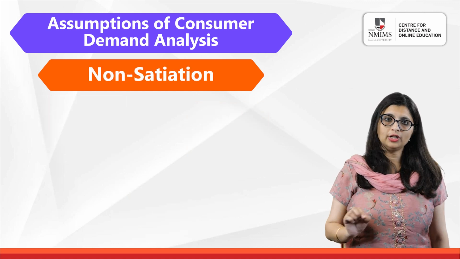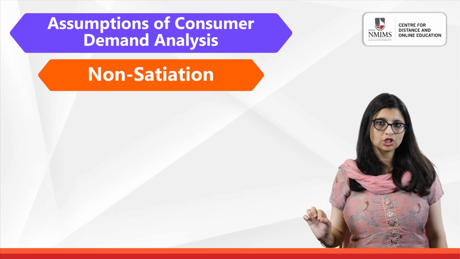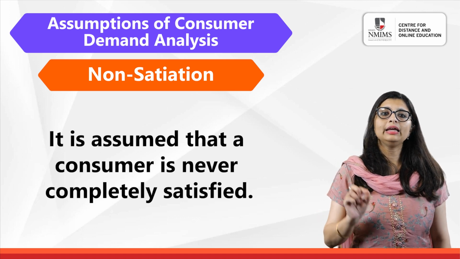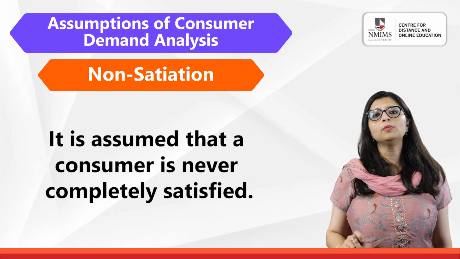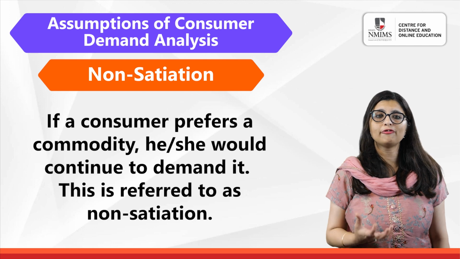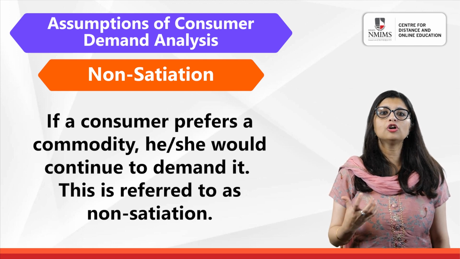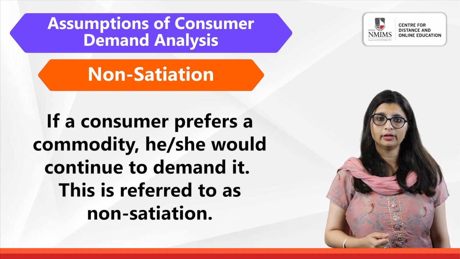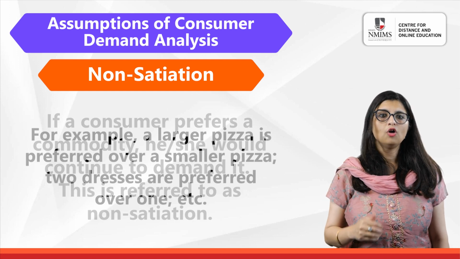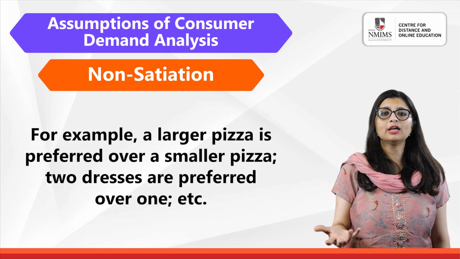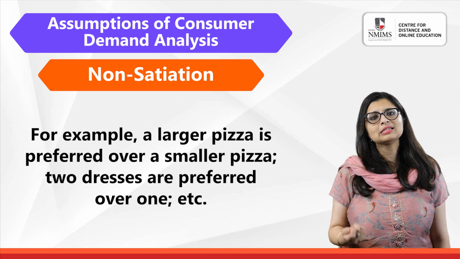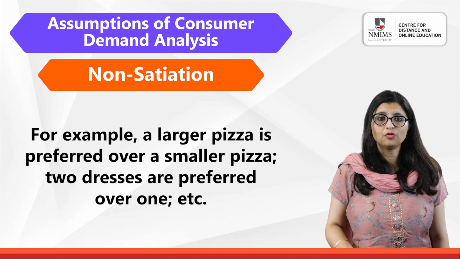The third assumption is non-satiation. Any guesses what it means? Well, it is assumed that a consumer is never completely satisfied. If a consumer prefers a commodity, he or she would continue the demand, and this is what is referred to as non-satiation. For example, a larger pizza is always preferred over a smaller one. Two dresses are preferred over one, etc.